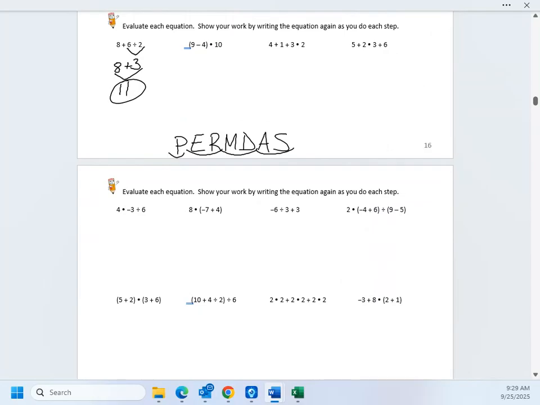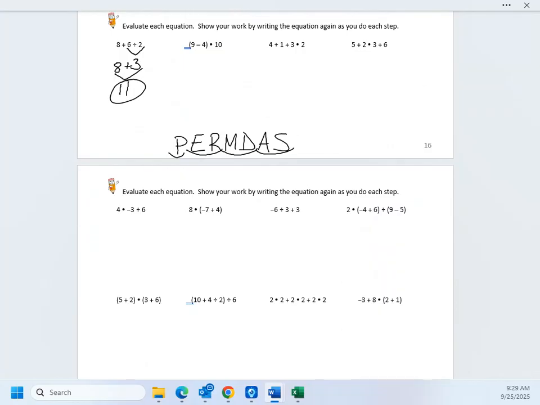Now let's look at our next one. Parentheses of 9 minus 4 times 10. What is the first thing I'm going to do? Oh my goodness, I only see 2 people who know. What is the first thing I have to do looking at PEMDAS? Leo? Subtract 9 minus 4. Why would I subtract 9 minus 4 first, Leo?